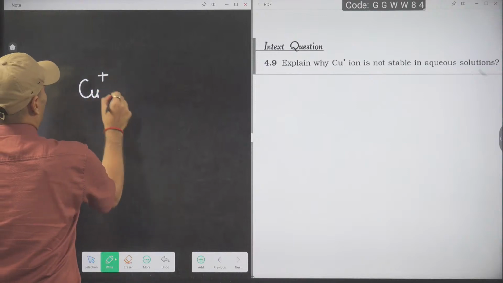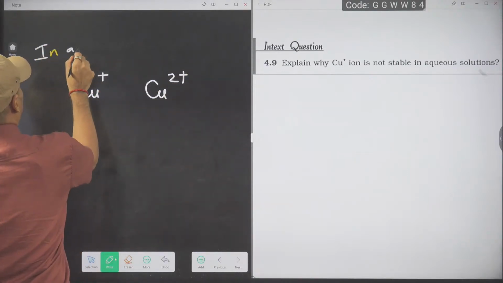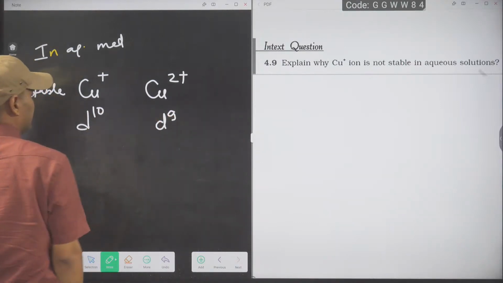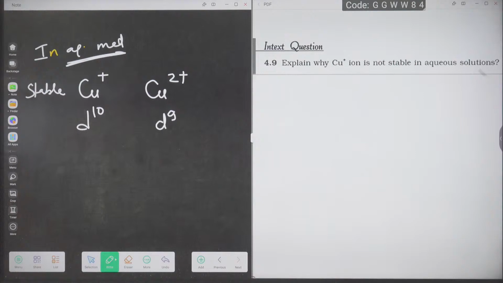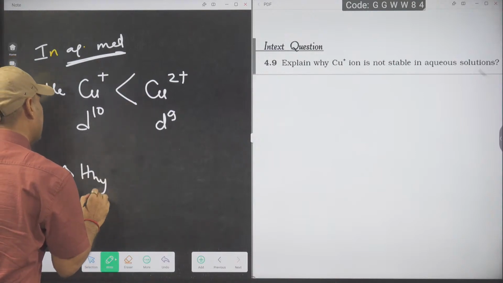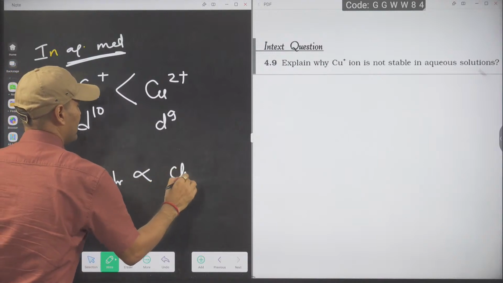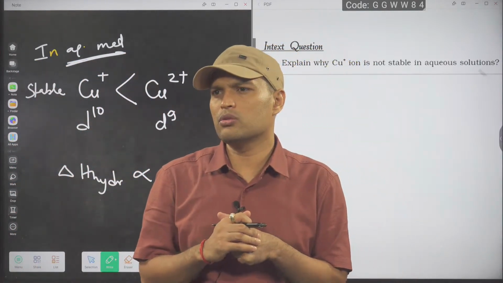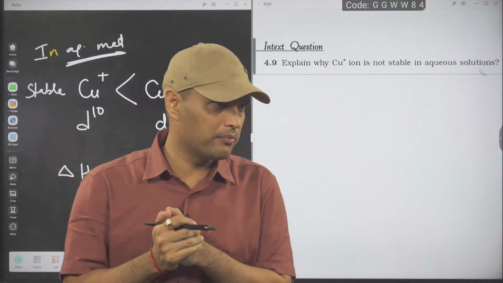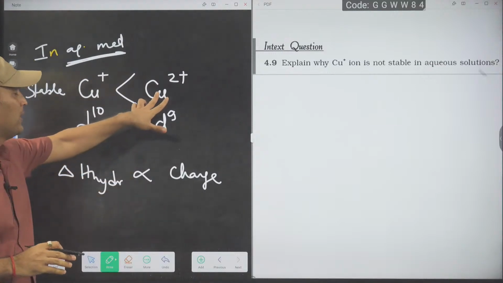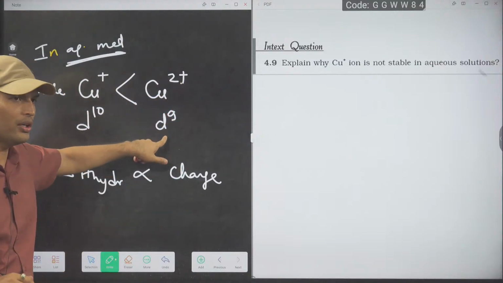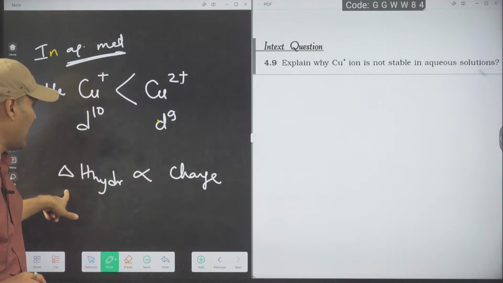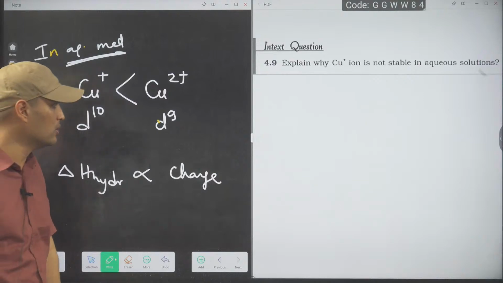This question came in the previous year also. Copper +1, copper 2+, in aqueous medium, who is more stable? Although this is d10 and this is d9, in aqueous medium, who is more stable? The answer is copper 2+. Why? Hydration energy. Hydration energy is directly proportional to charge. All these questions might be familiar to you, correct? This question also came in the paper. So copper 2+ has high charge, not due to configuration. That's why in aqueous medium 2+ is stable due to hydration energy.